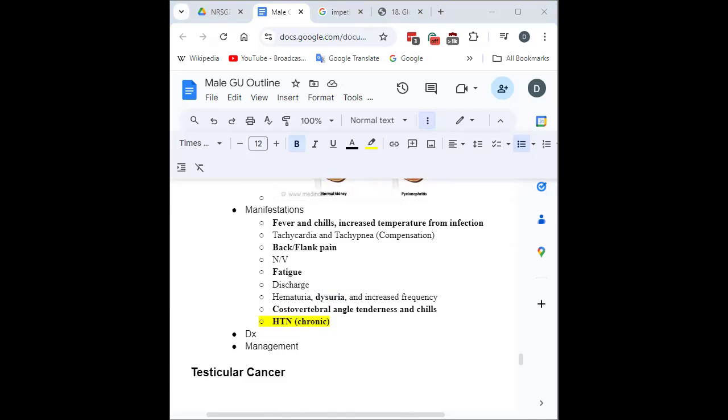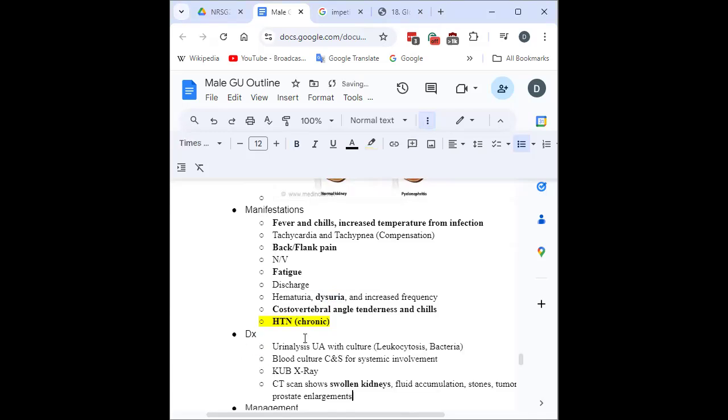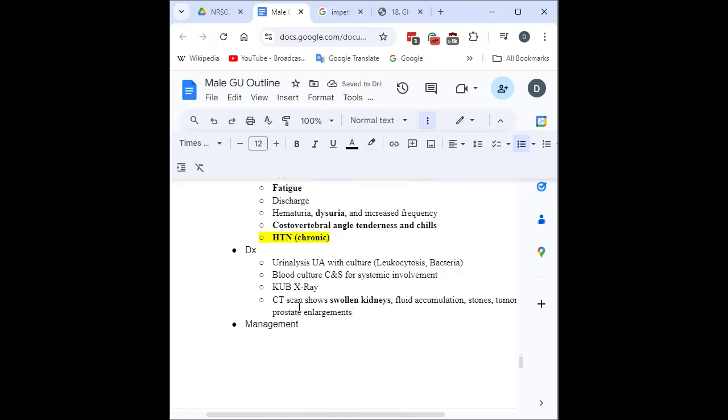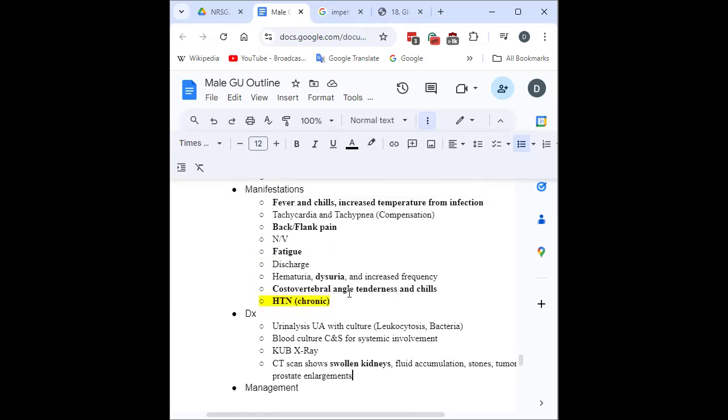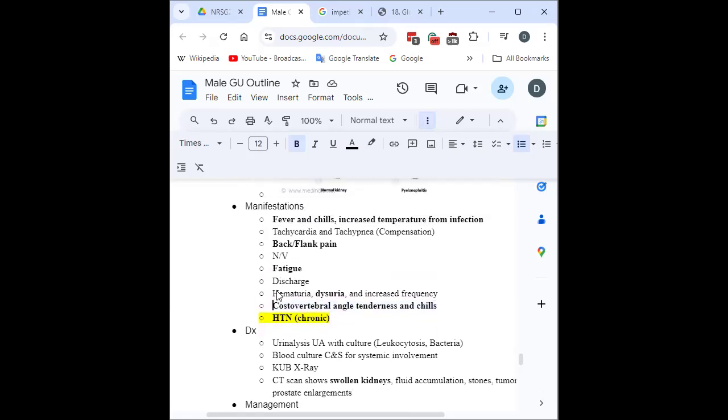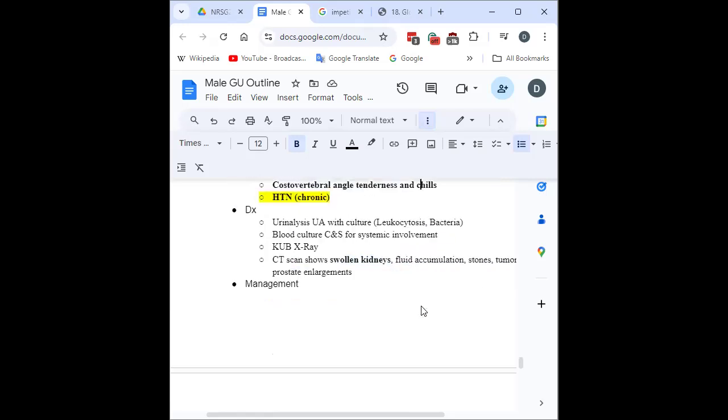Some of the things that you'll see, like a urinalysis, stuff that makes sense for diagnosing. We've been seeing them so often here. Urinalysis, cultures, a KUB, CT scan, you'll see swollen kidneys and stuff. I kind of underlined the stuff that I felt was important. This right here, the costovertebral angle tenderness. I've seen these in questions, so I wrote it down. I've never seen specific wording used before, but that's what that refers to.